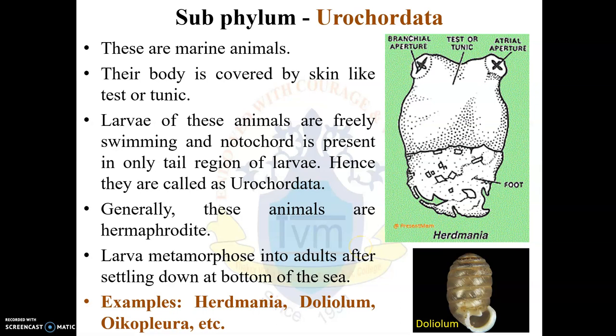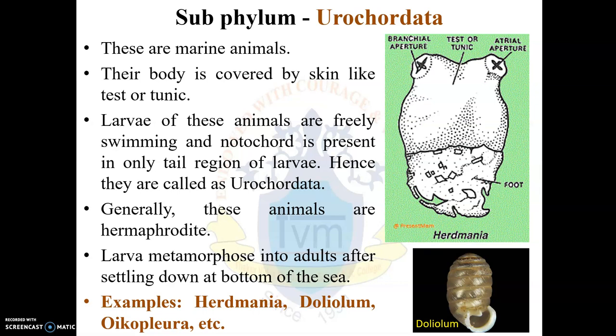Let us see the characteristics of Urochordata. These animals are marine animals. Their body is covered by skin-like test or tunic. Larvae of these animals are freely swimming and notochord is present in only tail region of the larva. Hence, they are called as Urochordata.